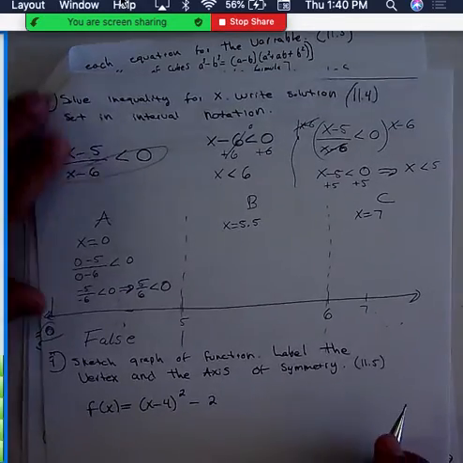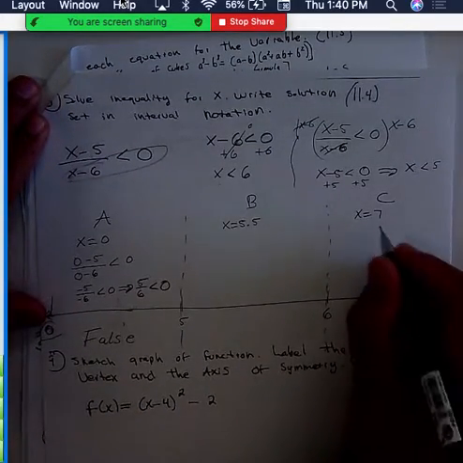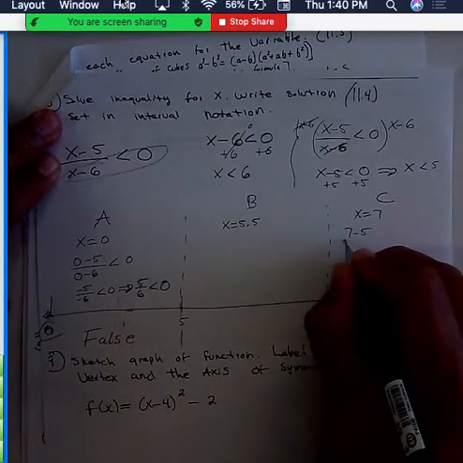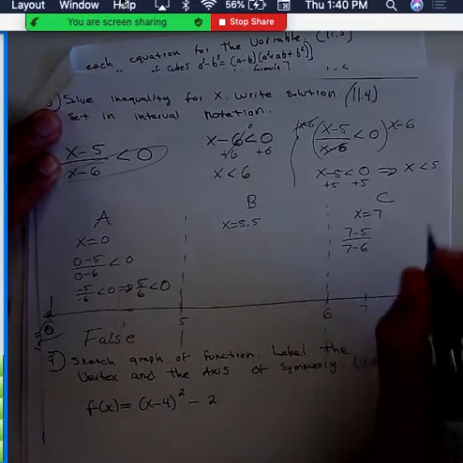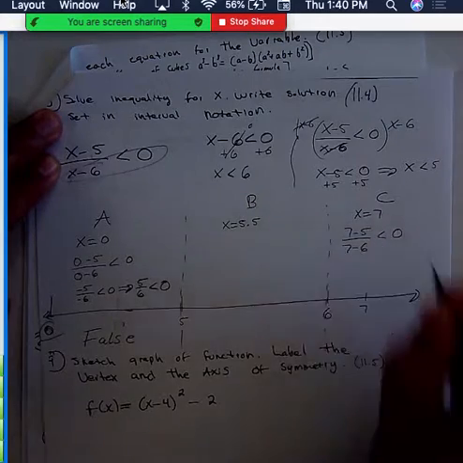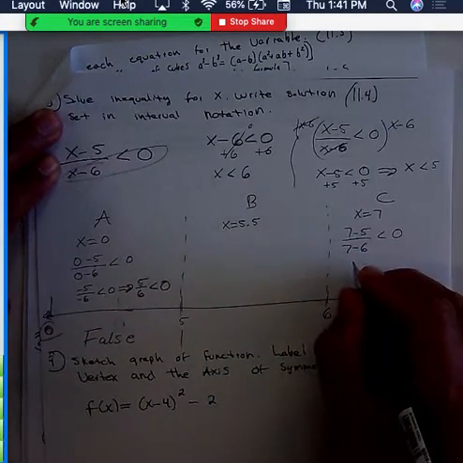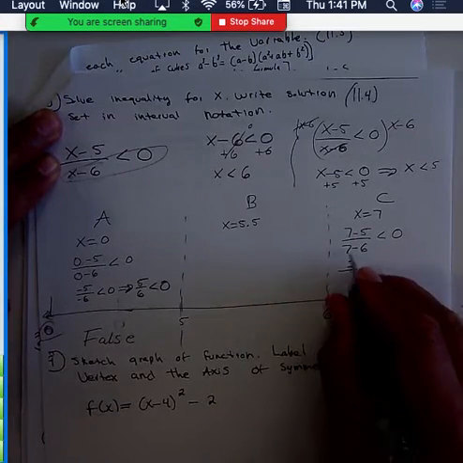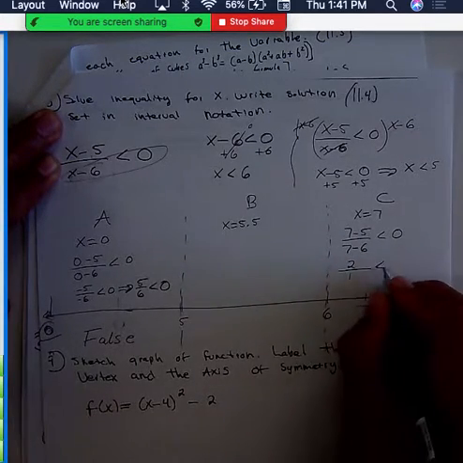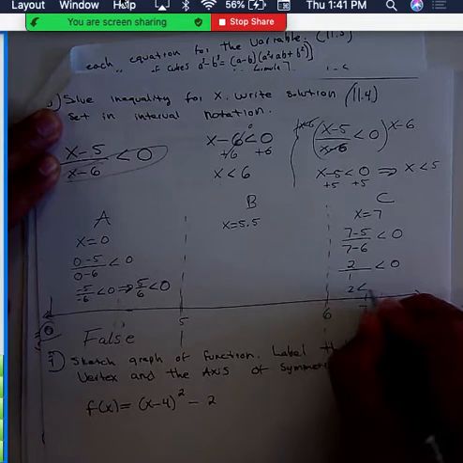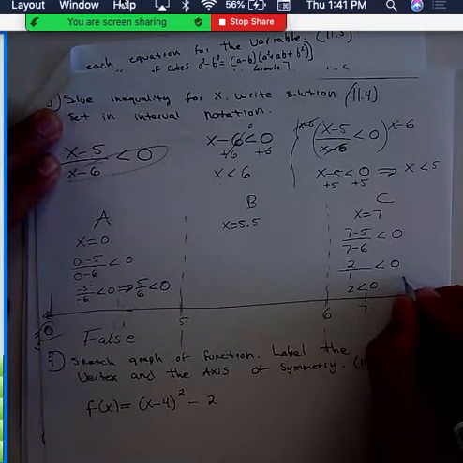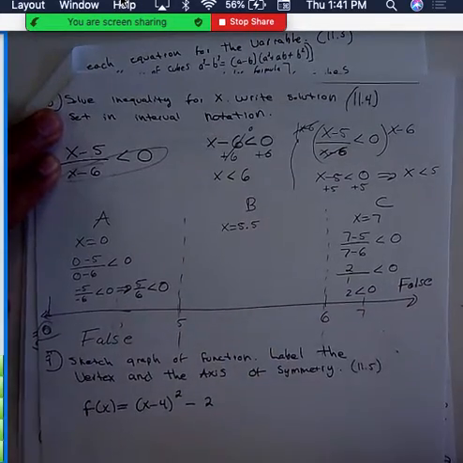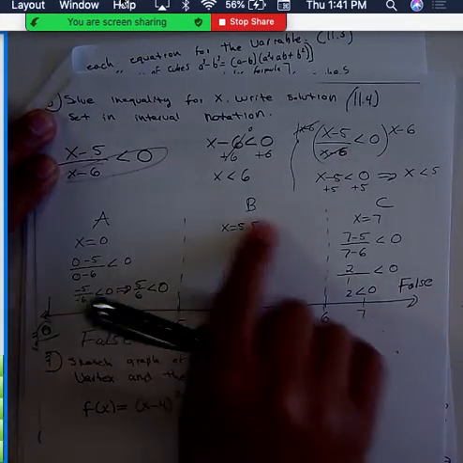All right, let me see this one on this side. 7 minus 5. Did I make a mistake, Ms. Benavides? I don't think so, but I feel like I'm making a mistake. 7 minus 5 is a 2. 7 minus 6 is a 1. So this is a 2 less than 0. False again. So this is not the solution. Let's try this one.